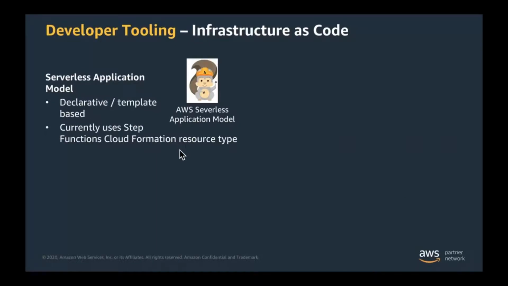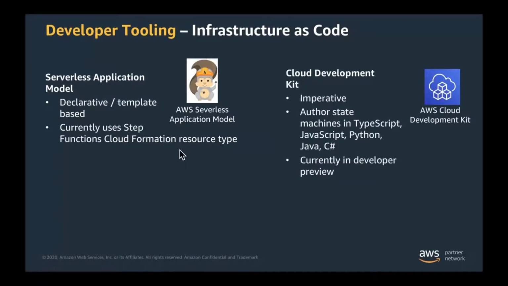You can also use SAM from an infrastructure as code standpoint. You can use SAM and specify a state machine resource in there. It's still using the CloudFormation version of the Step Functions state machine resource, but you can also use CDK. And so you have two ways of building up your state machines. You have the declarative JSON way of building them in the Amazon States Language, or you can use the Cloud Development Kit and author state machines in five different languages.